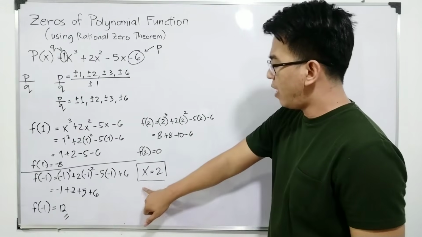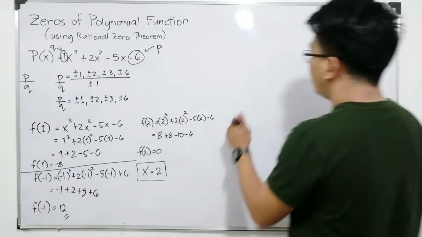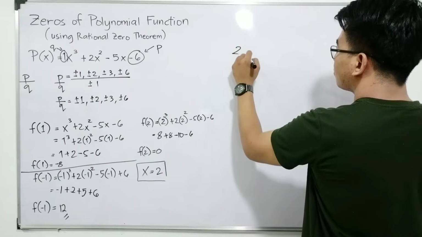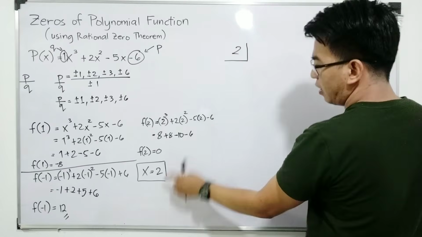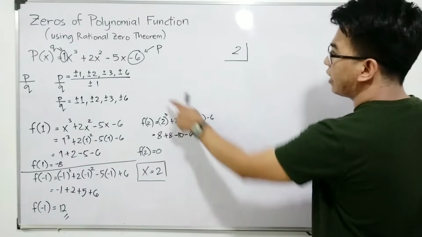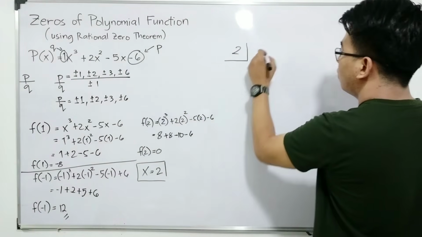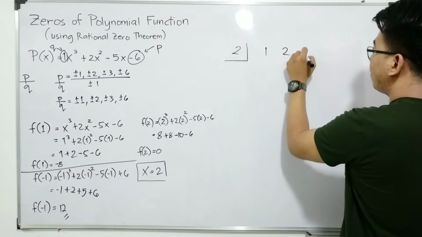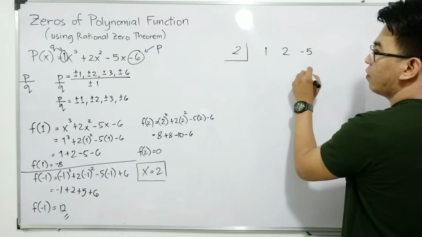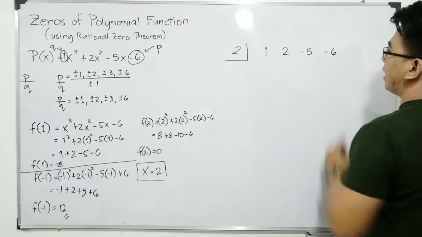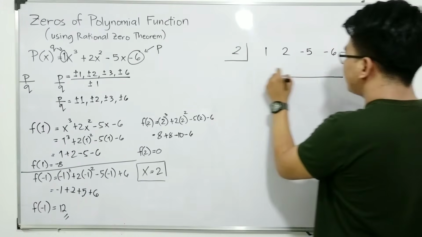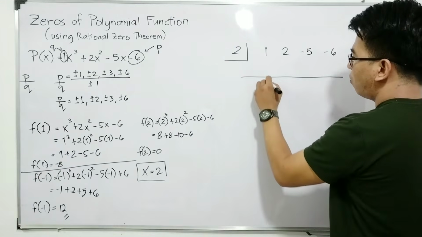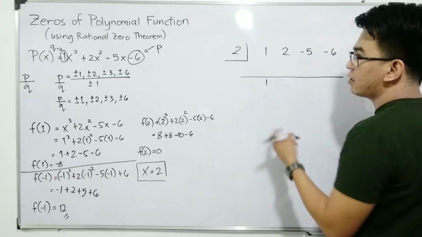Wherein we have x is equal to 2. We will use the coefficients of this one. Let's put 2 here, our 2 goes here. And then, get the coefficients of your function. We have 1, we have 2, we have negative 5, we have negative 6. By using synthetic division, we drop down the 1. We have 1 times 2, that is 2.